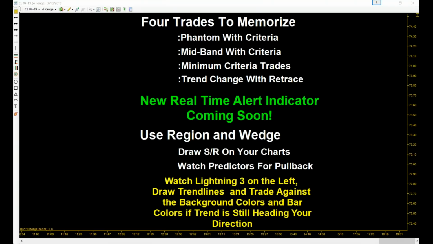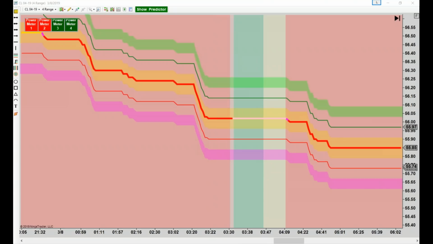And a real quick quiz. On this particular chart, where would a phantom trade be? Is that a trick question, Gary? Are you really seriously asking me that?